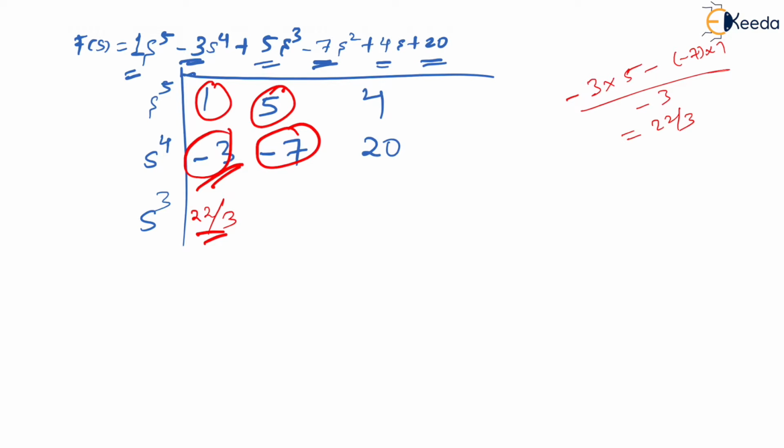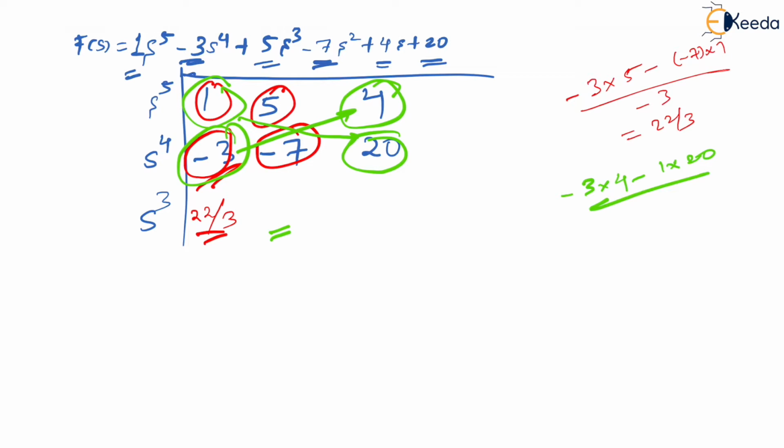Okay. Yes. And then next is what? Yes, next is this minus 3 with this 4 minus 0 into this 20, and you will get somewhere over here. What do you get then? The calculation is like this: minus 3 into 4 minus 1 into 20 upon minus 3. The answer that you get here is nothing but 32 by 3. Is that correct? Yes.